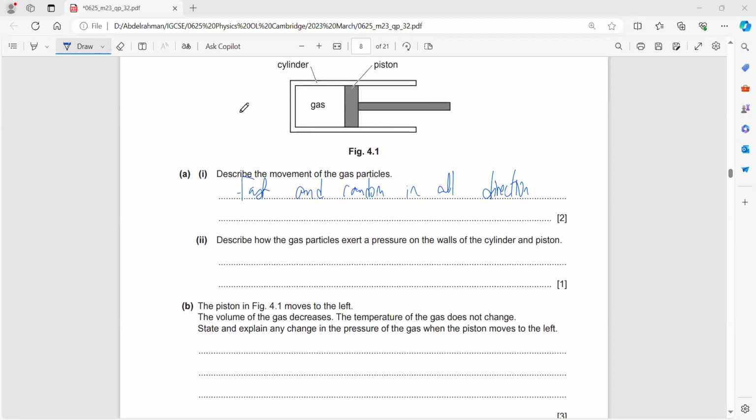Any ideas? By colliding against the walls of the cylinder. Yes, you have to say collisions with the walls. Colliding with the walls of the cylinder and exerting a force.